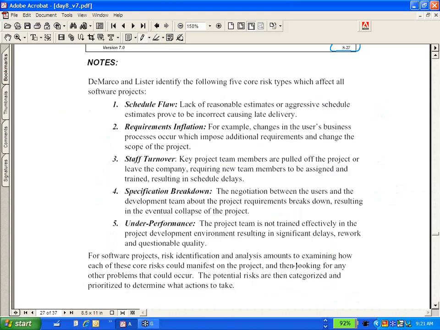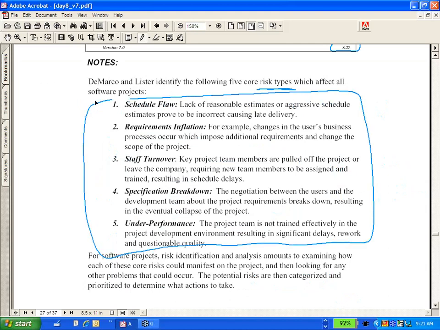What are the risks that you possibly could face in a project? These are the following five core risk types which affect most software projects: schedule flaws, requirements inflation, staff turnover, specification breakdown, and underperformance. If you read through these paragraphs, they'll make sense. I don't think I need to get into them, right?